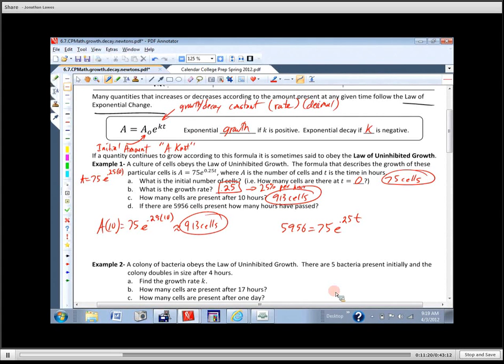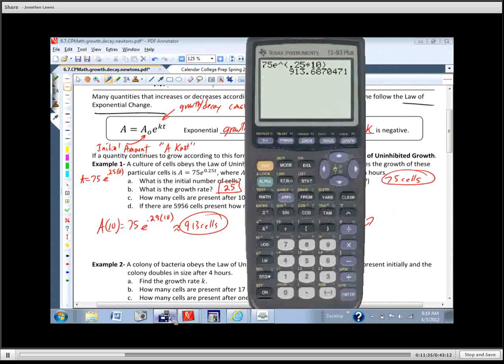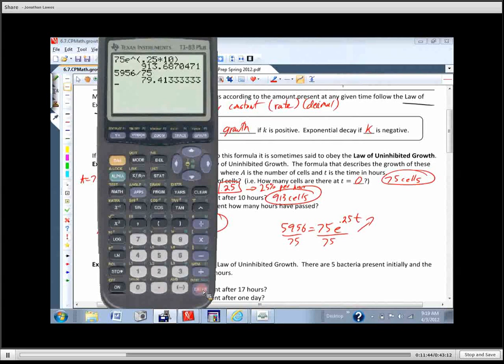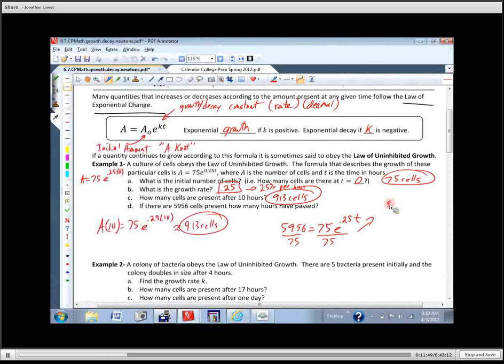Okay, what do we do to solve this equation right here? Yep, divide by 75. So this is going to give us, well, let's see, does that have a nice answer? 5956 divided by 75? I'm guessing not. Okay, it's that ugly number right there. I'm going to just leave it as this ugly number. So this is going to be 5956 divided by 75 equals e to the 0.25t.